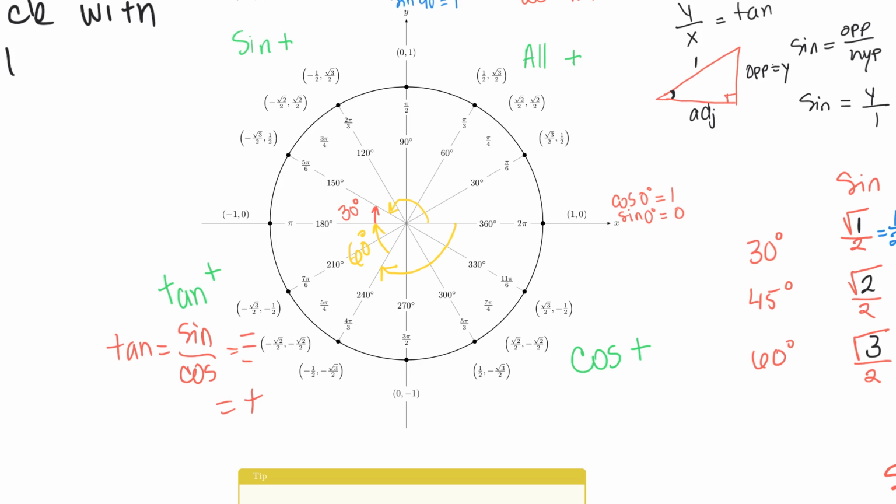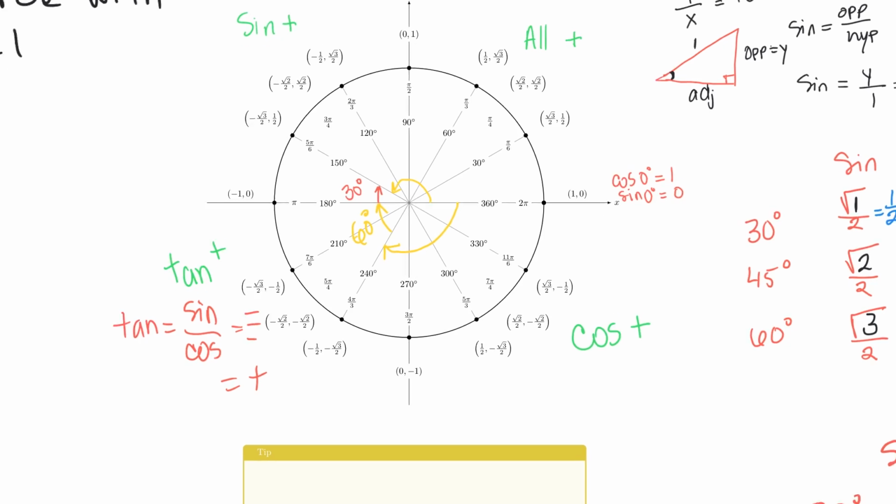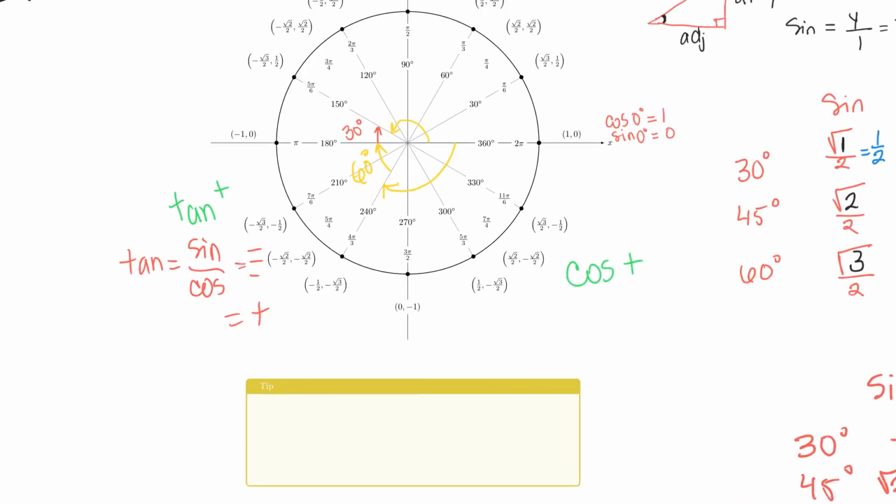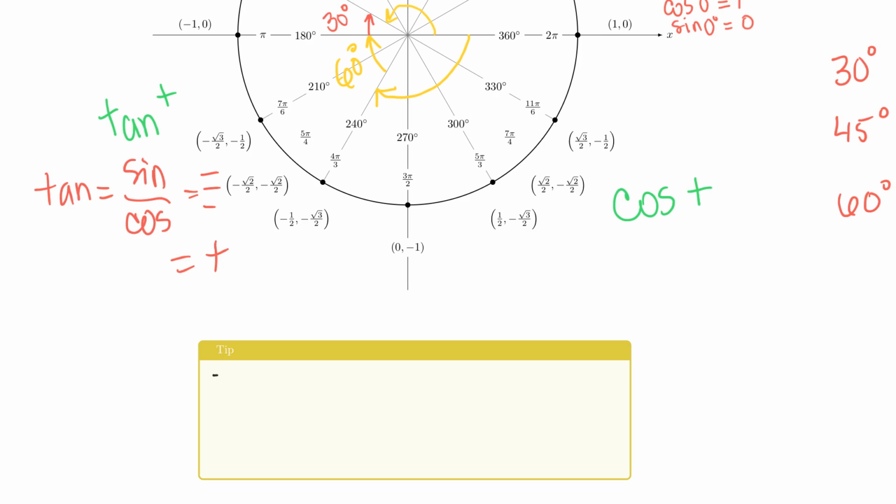Okay, but don't worry, we're going to do more exercises about this topic later on. Okay, so let's recap here and write some tips down. So the first thing to know is the value of sine, cosine, and tangent of 30, 45, 60 degrees.